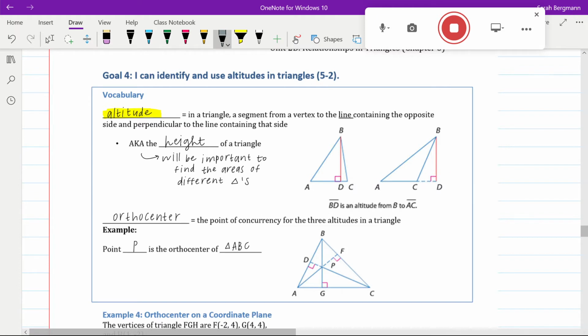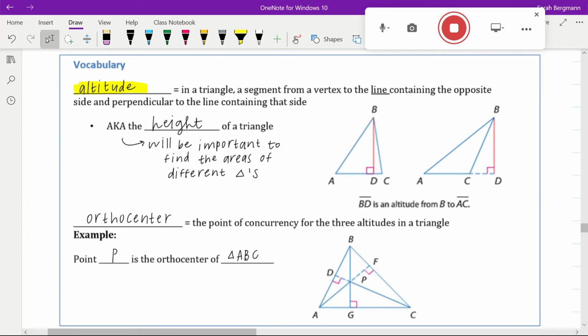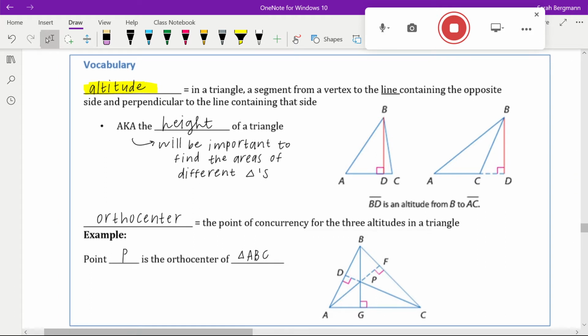So the altitude, another word for it is height. That's why it will be very important when we get to our chapter about area, because we know that the area of a triangle is equal to 1/2 base times height. So if we need to find the height of a triangle, we are looking for the altitude.